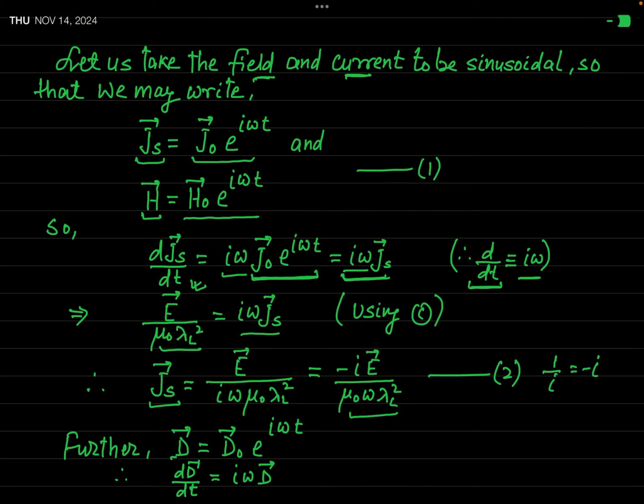As we have considered that all the fields and all the currents are sinusoidally varying, we can also express this electric displacement vector in this manner. This can be written as D naught times exponential iota omega t. And so from here, when you differentiate it with respect to time, you will again get like this. This will be iota omega D. So this is dD/dt equal to iota omega D.